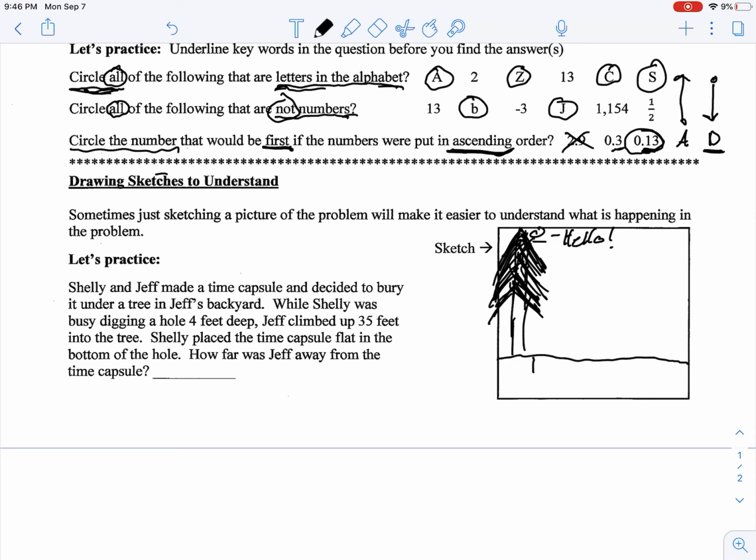While Shelly is digging the hole for the time capsule, and that is 4 feet deep. So this is 4 feet deep, and that is below ground. If we think of ground as the number 0, then below ground would be -4 feet. And Jeff is all the way up here in the tree, and he is 35 feet above the ground.